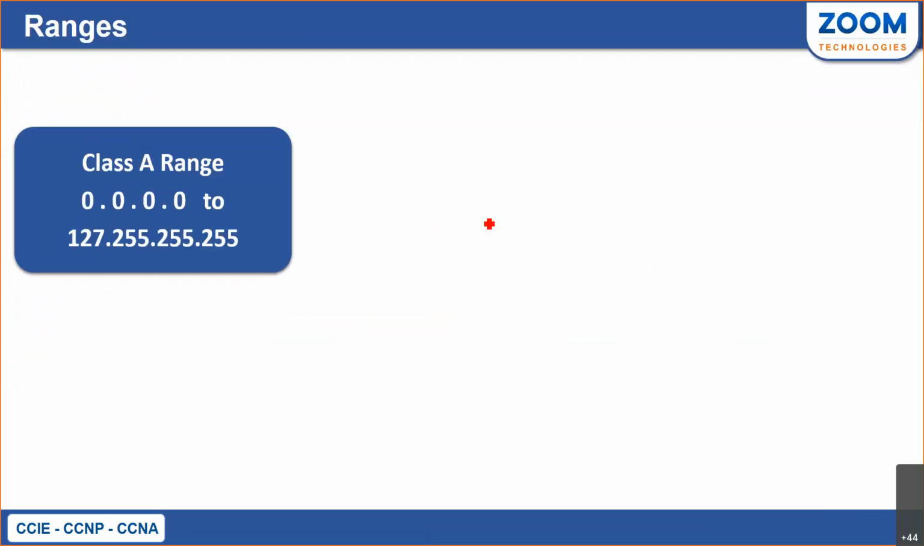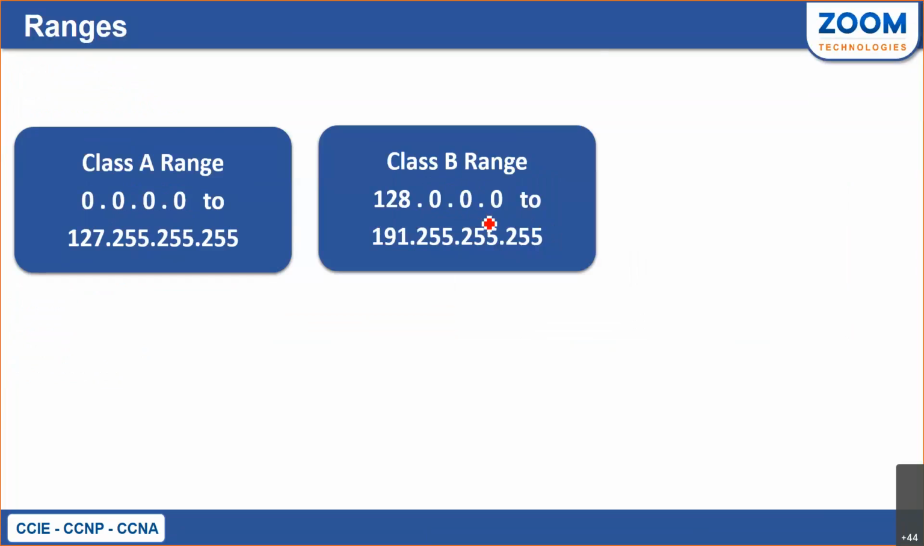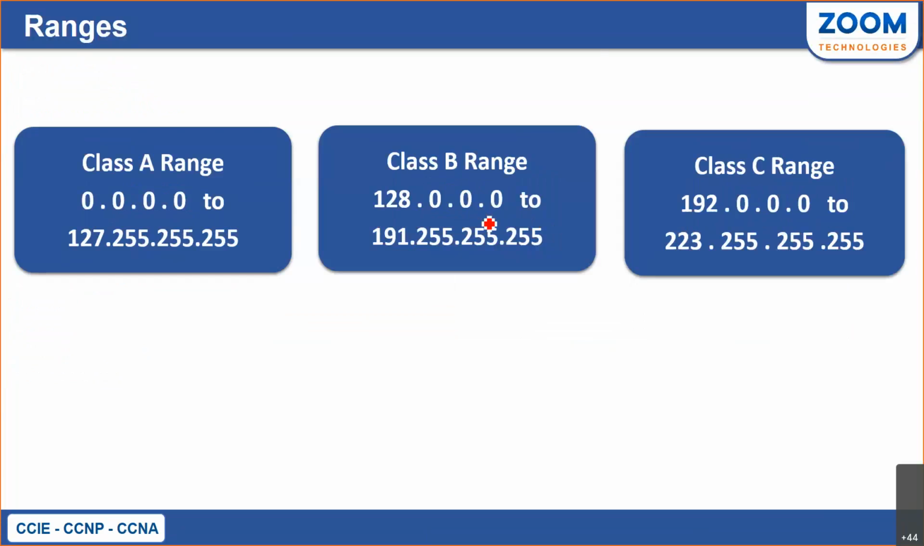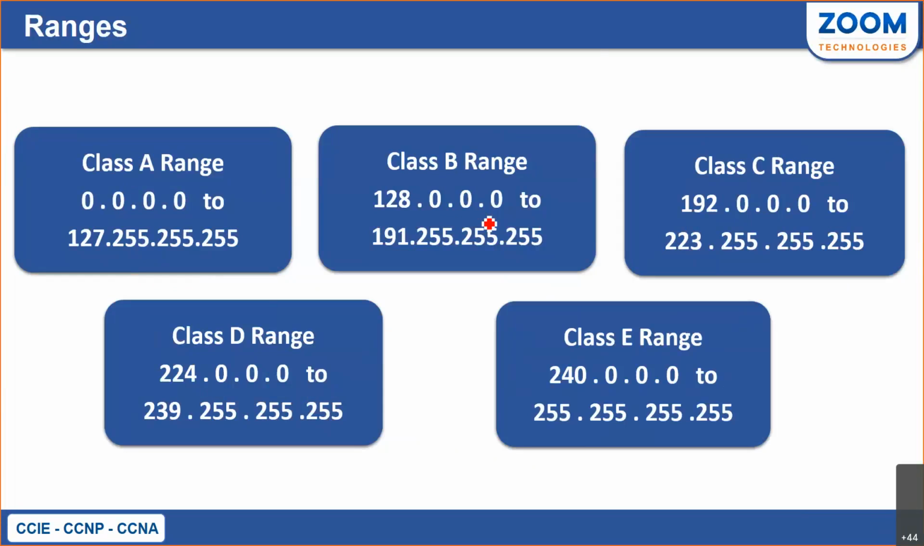All 2 power 32 combinations, which is 4.3 billion IPs, have been classified into 5 classes. Class A, Class B, and Class C are reserved for LAN and WAN. Class D is for multicasting. Class E is for research and development. And how can we identify which IP belongs to which class? Each class has a certain range of IP addresses: there is a Class A range, a Class B range, Class C, Class D, and Class E ranges.